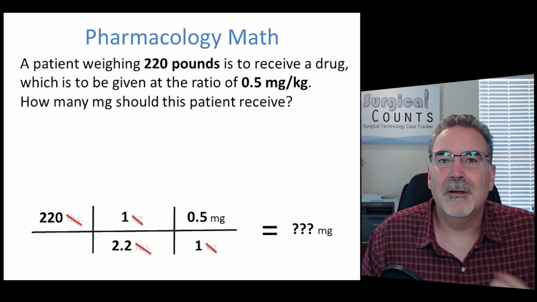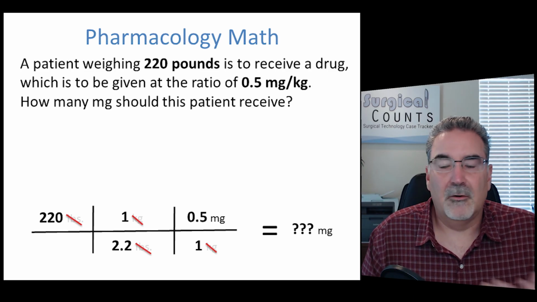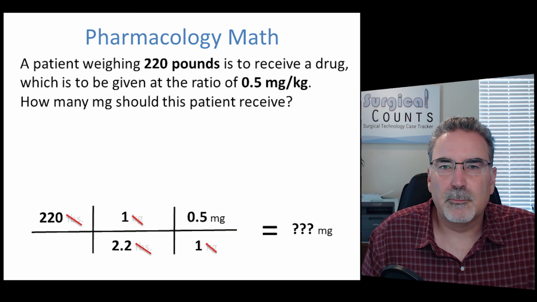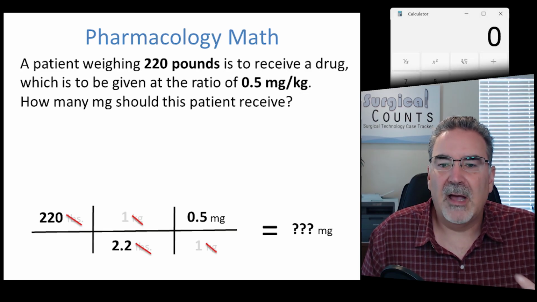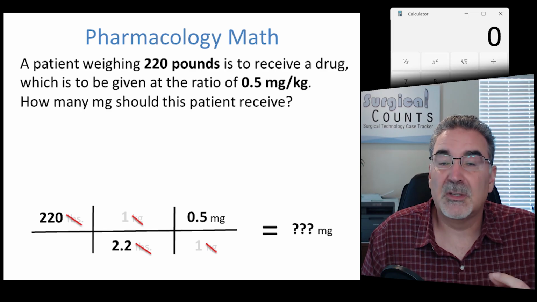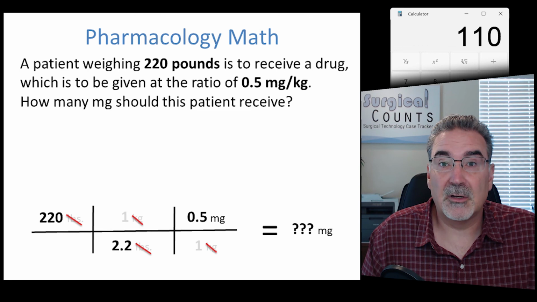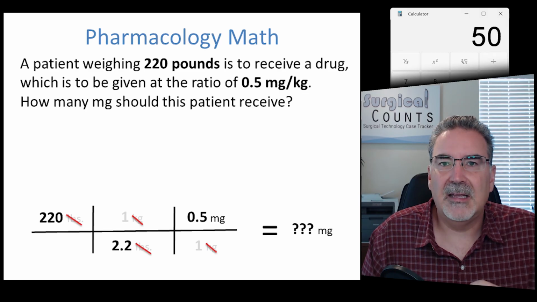Now all we have to do is run the numbers. So again, we ignore all the ones. We can just pretend they're not even there. We're going to multiply everything on the top. So we have 220 times 0.5, which is equal to 110. Then we're going to divide by everything on the bottom. So 110 divided by 2.2, and that equals 50. So our answer, 50 milligrams, is how much this patient's going to receive.